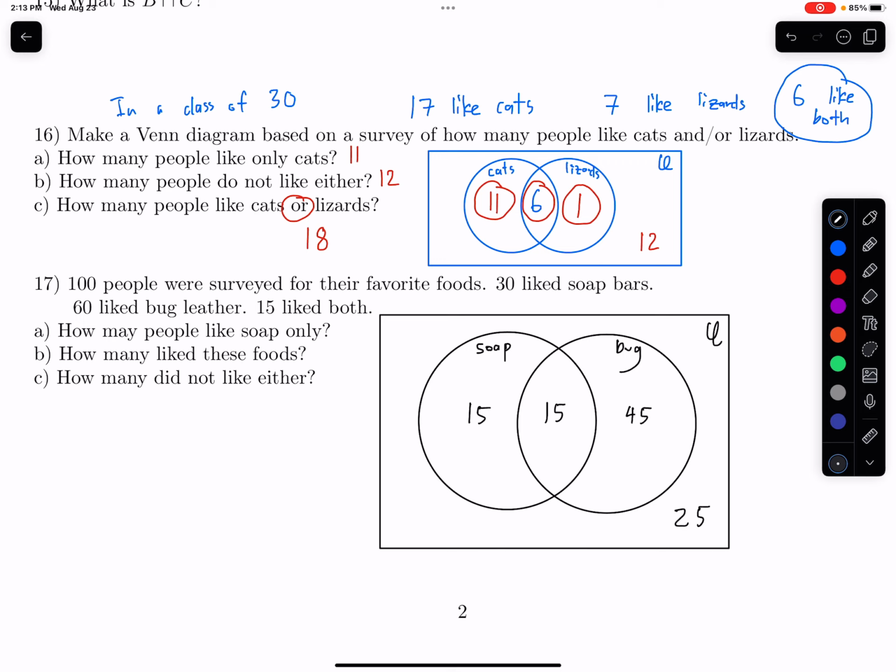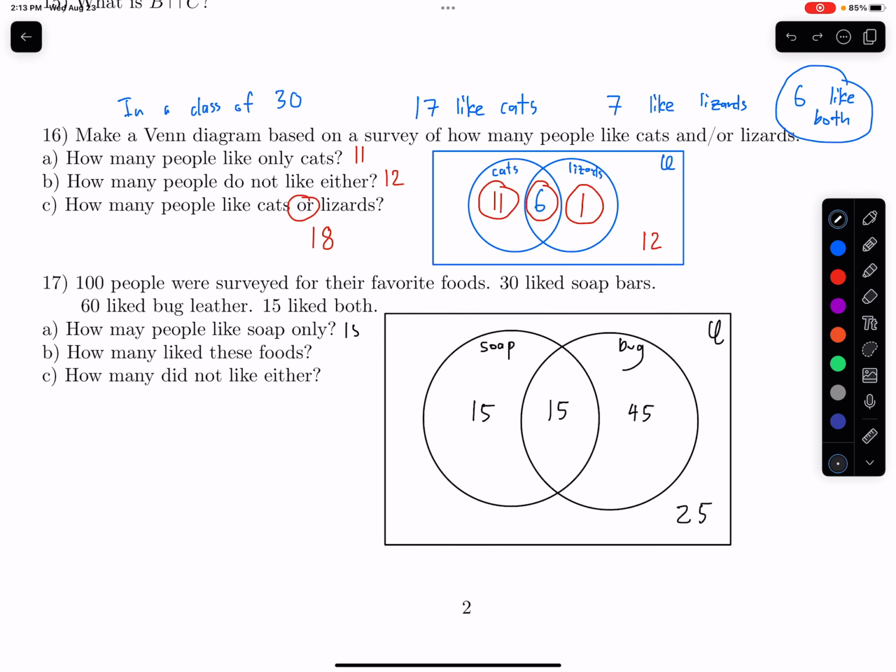Now let's answer our questions. How many like soap only? 15. That's that group right there, right? How many like these foods? That's kind of a weird way of saying how many are in the union. How many like one or the other, or possibly both? 15 plus 15 plus 45 is that 75 we had. How many did not like either? That's a group of 25 out there. There you go.